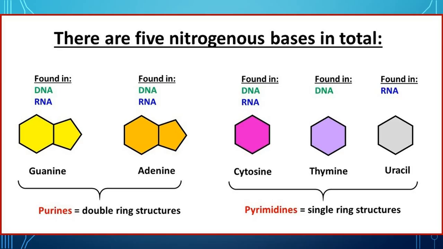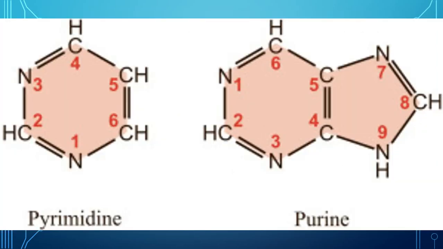Depending upon the presence of single and double rings, these four nitrogen bases are divided into two groups: purines and pyrimidines. Purines are the structures which contain double rings, and pyrimidines contain only a single ring structure. Uracil is present in case of RNA, but it is absent in case of DNA. DNA only contains two purines and two pyrimidines. The purines are adenine and guanine, and pyrimidines are thymine and cytosine.